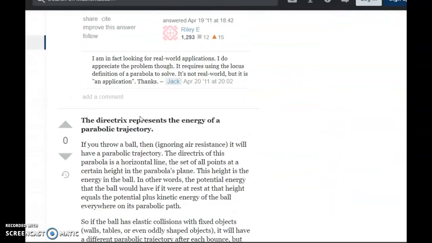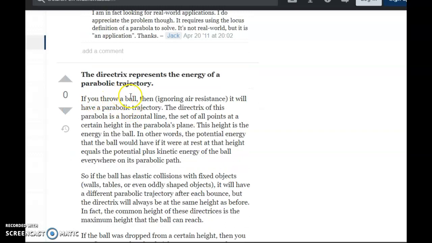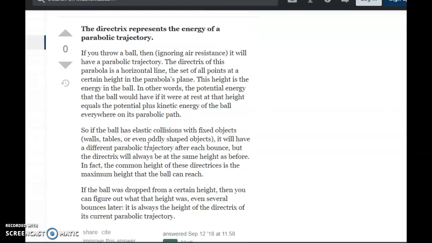Let's see, there was another one here, I thought. If you throw a ball, then ignoring air resistance, we have a parabolic trajectory, and the directrix of this parabola is a horizontal line, the set of all points at a certain height in the parallel plane. This height is the energy in the ball. That one I can personally understand because I teach physics. The kinetic energy plus the potential energy, which is what it says here, is equal to a total. So looking at the directrix, I could figure out as a physicist the total energy and then compute either kinetic or potential energy from it.